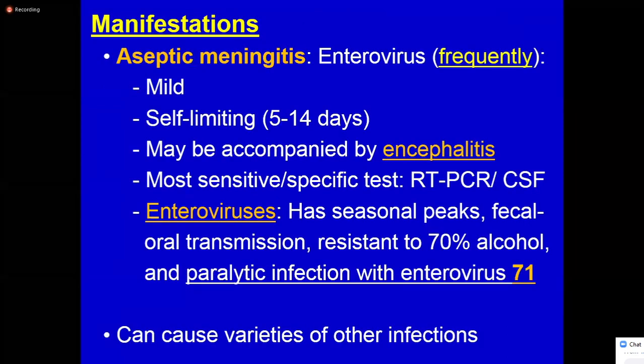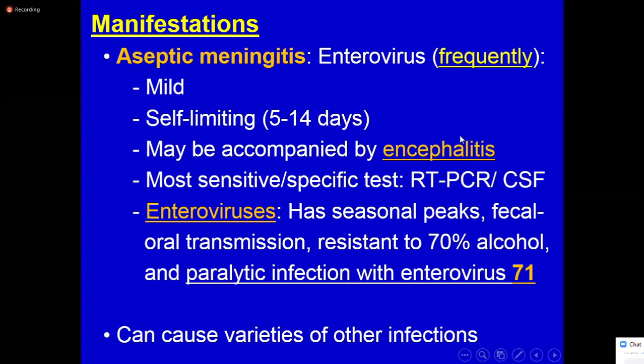Manifestations. We are talking, remember, about meningitis. And we said from the last lecture that viral meningitis is called aseptic meningitis. And we have agreed on this point. Aseptic meningitis means viral meningitis. Frequently, enteroviruses are common in aseptic meningitis. Such meningitis is usually mild, self-limiting. Within 1 to 2 weeks, it ends.